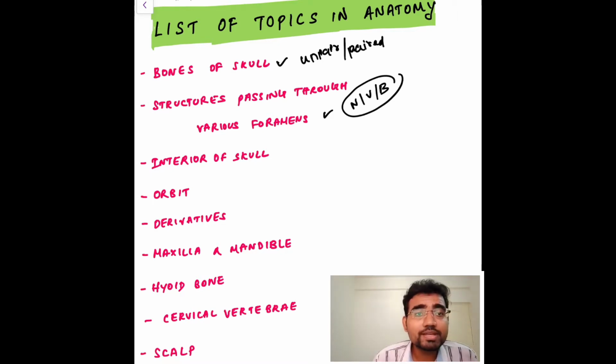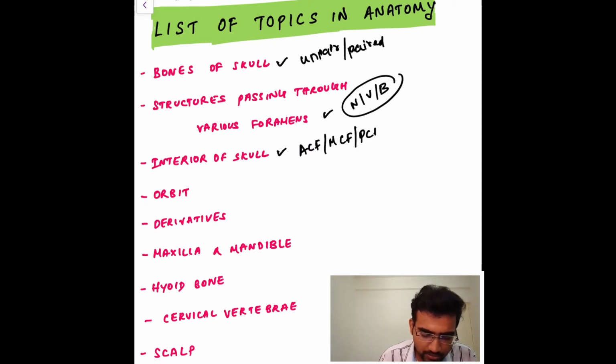So the next one, if you see, is going to be the interior of the skull. The interior of the skull is going to be the anterior cranial fossa, the middle cranial fossa, and the posterior cranial fossa. The anterior, middle, and posterior cranial fossae are going to be very important aspects, and what are the structures present there, you should definitely remember. And the next one is going to be the orbit, the foramens related to the orbit, and the vessels and structures passing through the orbit.